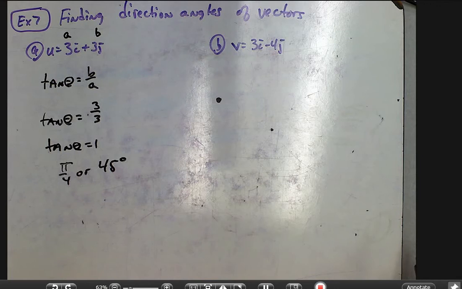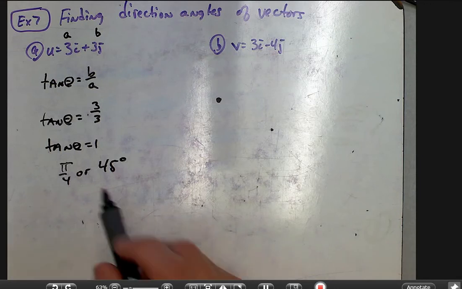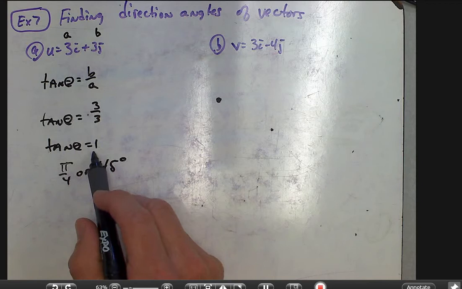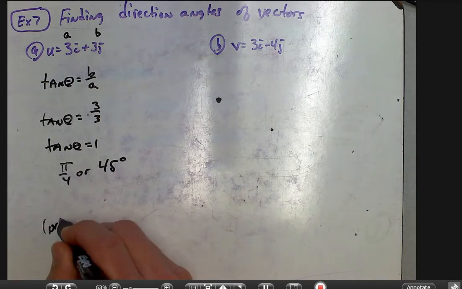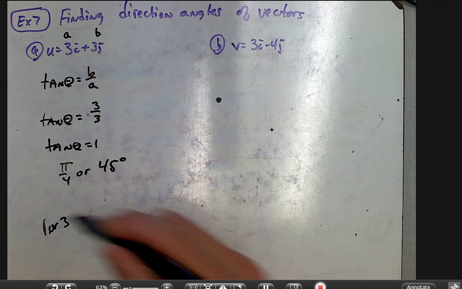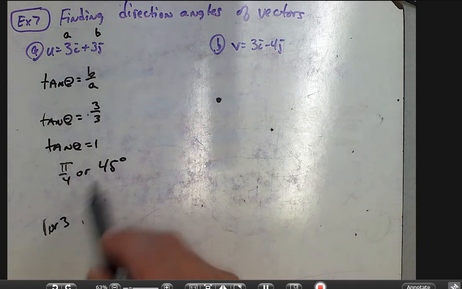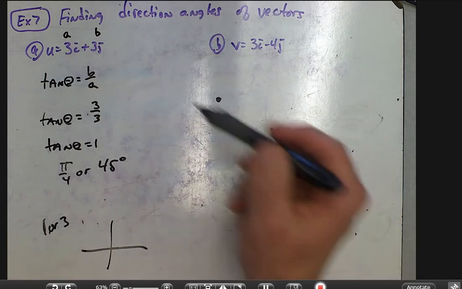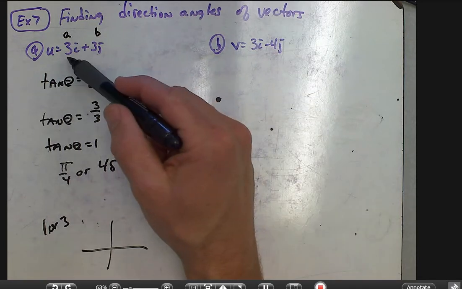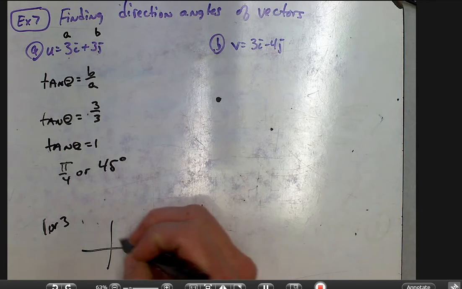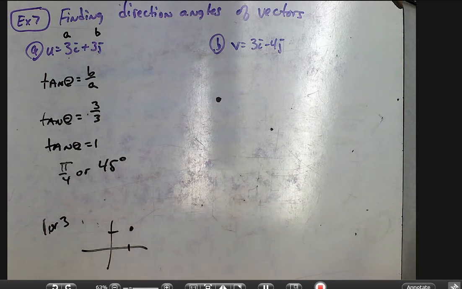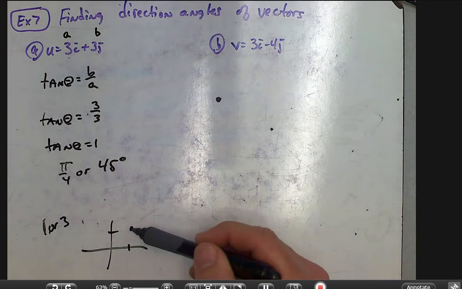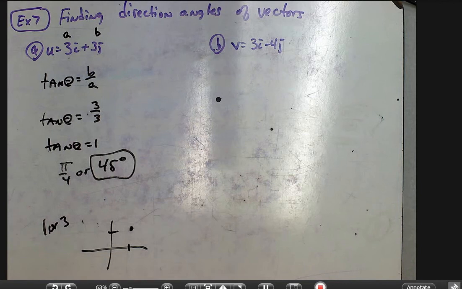But the thing is, you know that when tangent of theta is positive 1, that can be a first or a third quadrant angle. So how do we know if it's 45 in the first or 45 in the third? Well, the way to tell is if I take my original vector, which is 3 and 3, over 3 up 3, and treat it as an ordered pair, that tells me that's in the first quadrant. Therefore, this vector is in the first quadrant. Therefore, it is a 45-degree angle and not the 45-degree angle that's in the third quadrant.